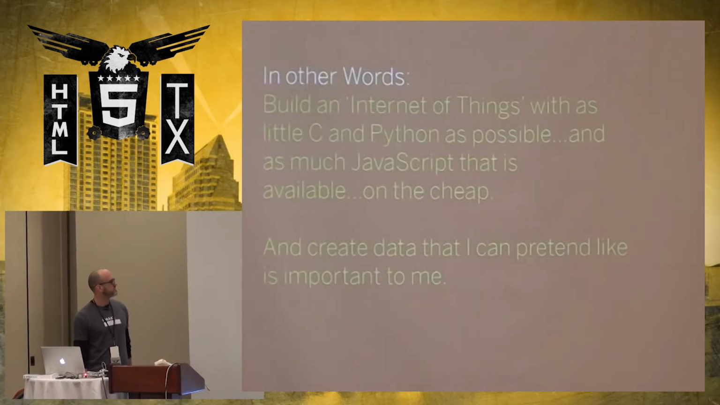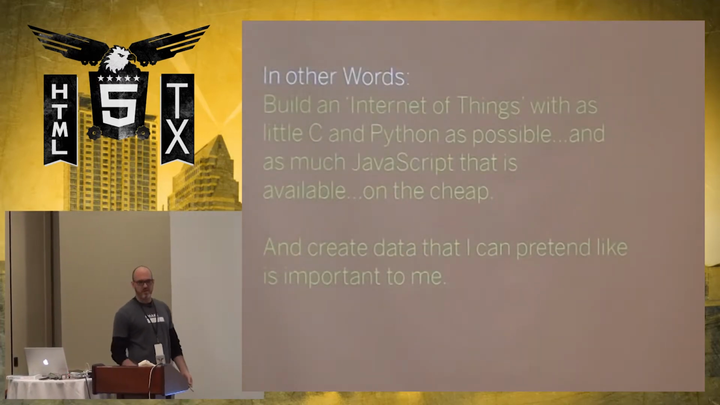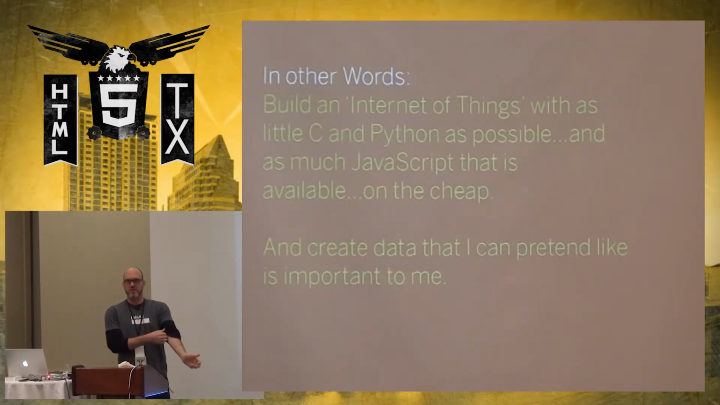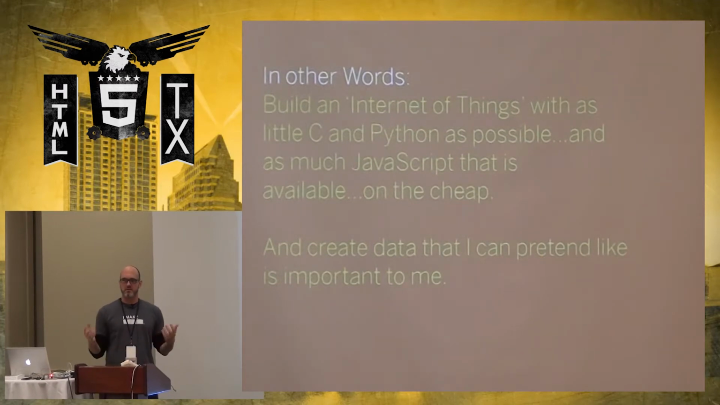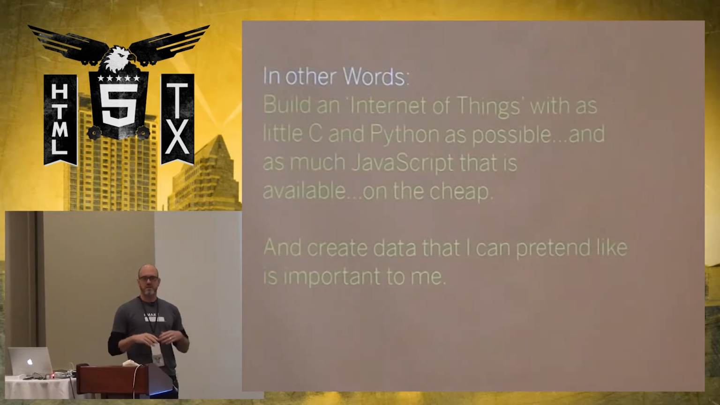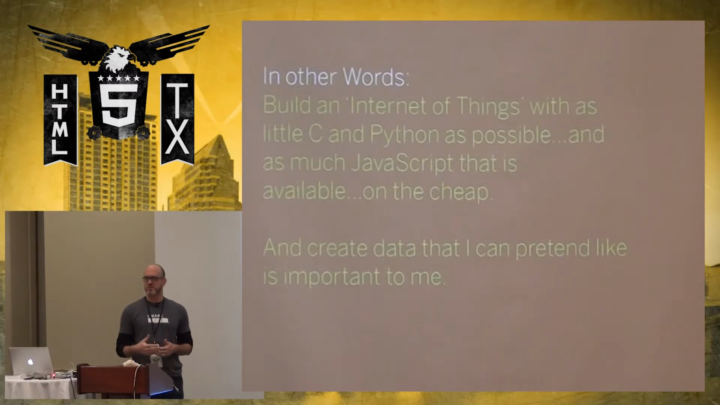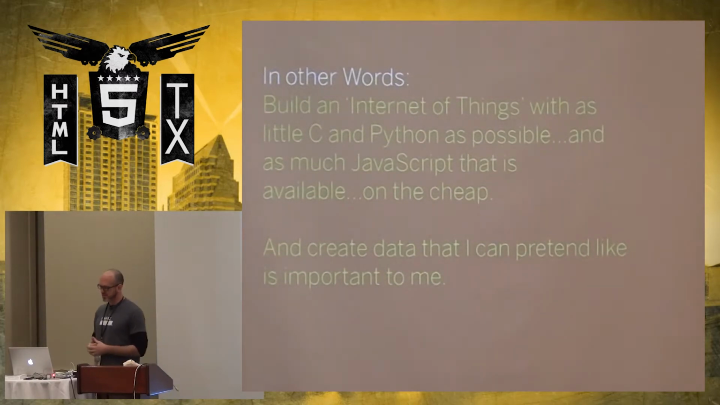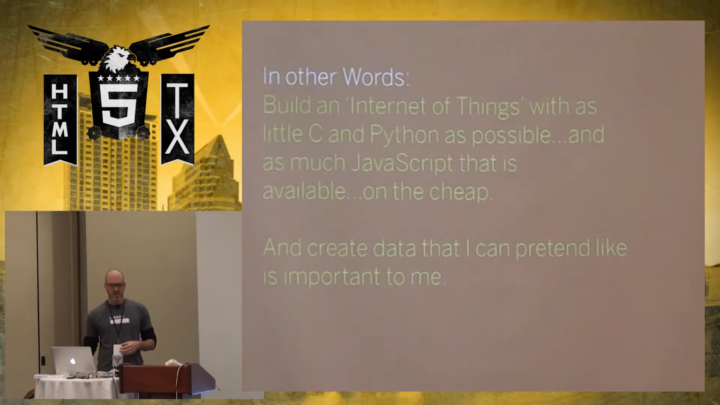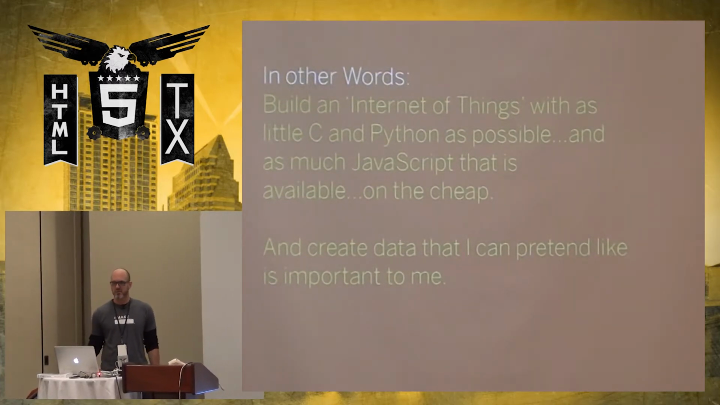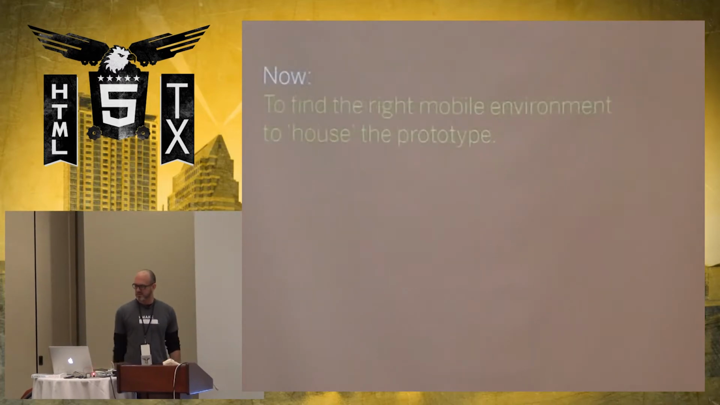In other words, I didn't want to write any C or Python, although I do, and I'm probably going to exaggerate this because I really do have an interest in learning all types of programming languages. But for the sake of a conference like this and for JavaScript developers, I tried, and I'm still trying, to use as much JavaScript as possible within my Internet of Things. And the data, you're going to see some of the data I'm creating. You're going to question whether it really is all that important, but I can pretend that it is.